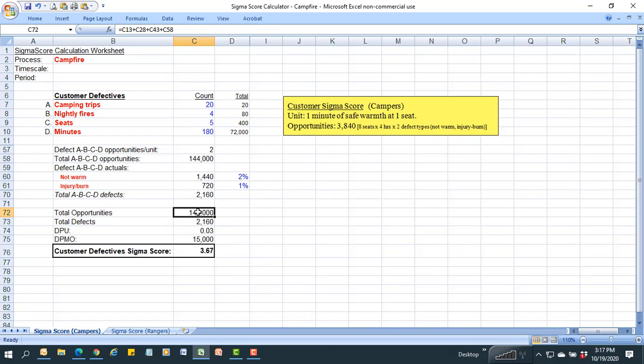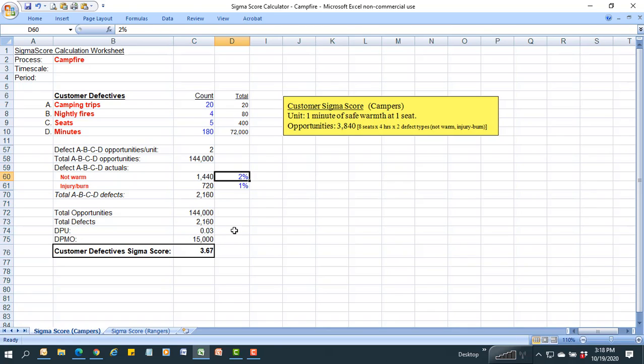So 144,000 opportunities to do one of those two things wrong, 2,160 defects across this population, a defect per unit of only 3/100ths, but 15,000 defects per million opportunities, which gives a fairly low Sigma Score of 3.67. Customer Sigma Scores are very sensitive to defects. It doesn't take much to knock them way off their Six Sigma.